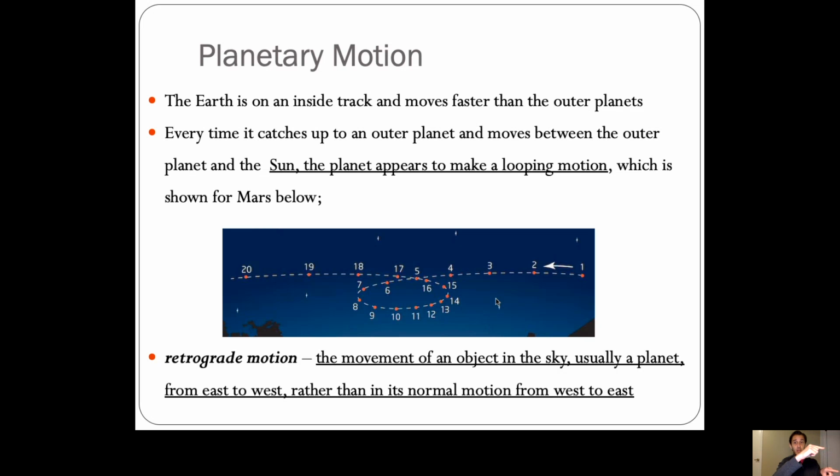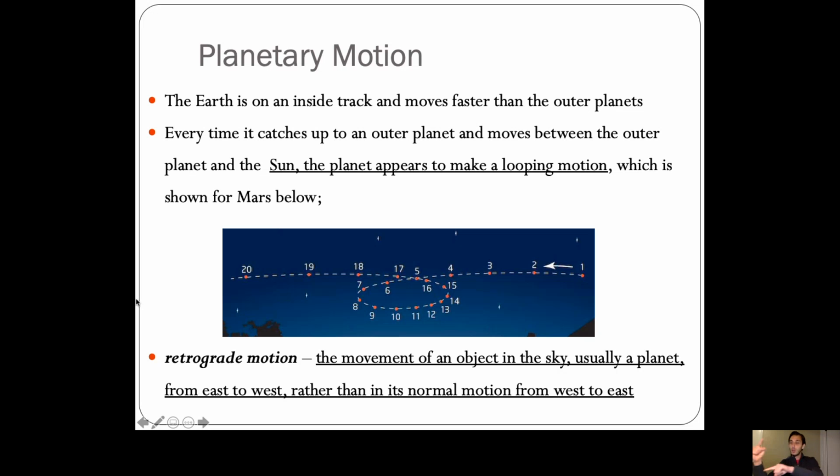So now it's in between the outer planet and the sun. So I'm going to do this again. Earth, Mars, in between, right in between the outer planet and the sun, okay? When we look at it from planet Earth, it looks like that outer planet is making a looping motion. And so that's what we see here in Mars, is these are days, by the way, or different points, okay? 1, 2, 3, 4, 5, and it looks like it makes a big loop here.